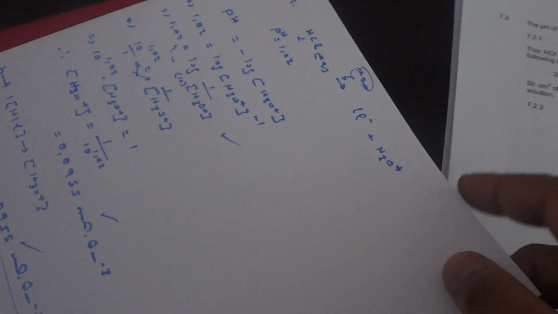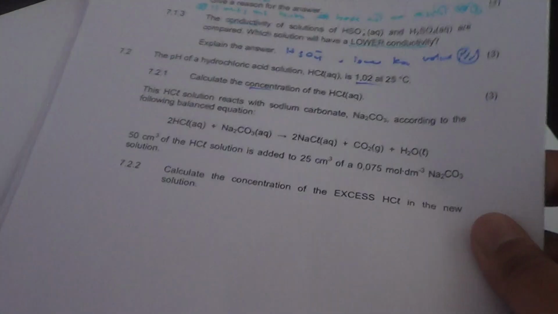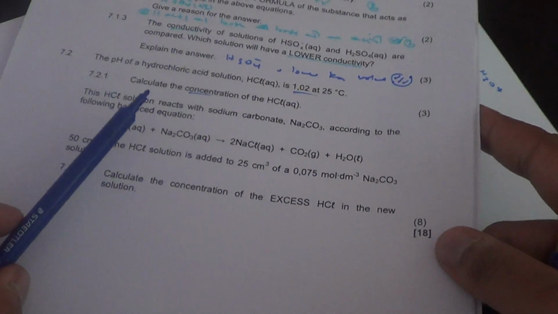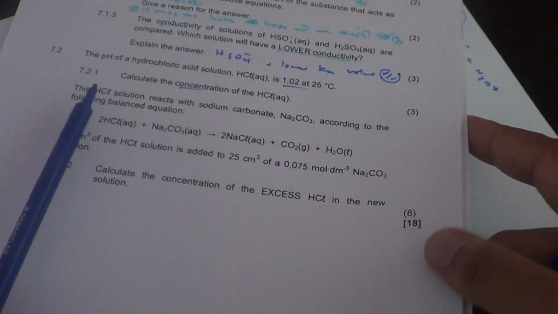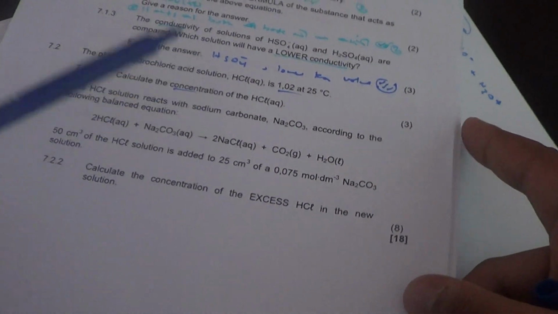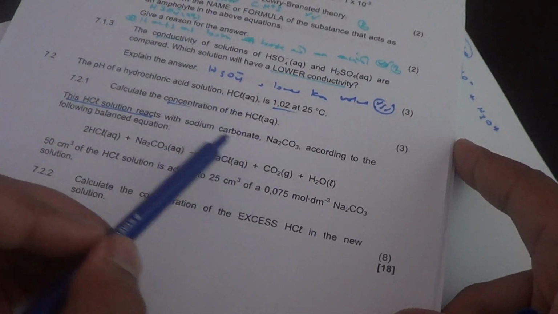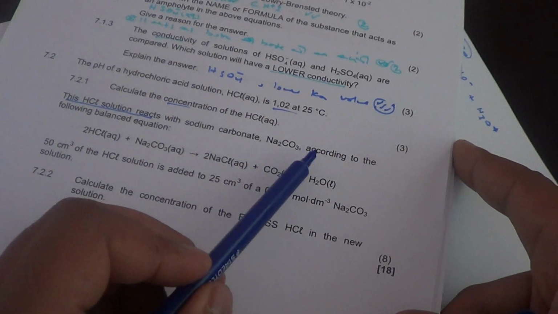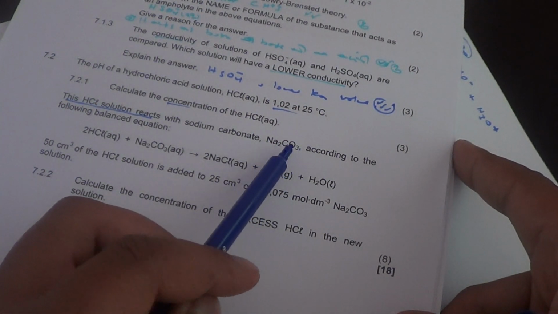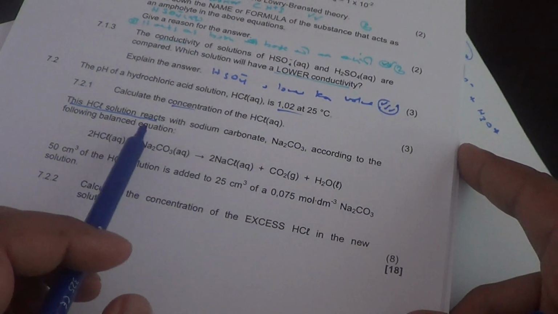Alright, so that was 7.2.1. Great. Easy 3 marks, really. Nothing serious there. Then let's go on. What is the next one? It says now, this HCl solution, with that concentration, reacts with sodium carbonate, like that. So this is sodium bicarbonate, right? Okay, not bicarbonate, but sodium carbonate, according to the following balanced equation.